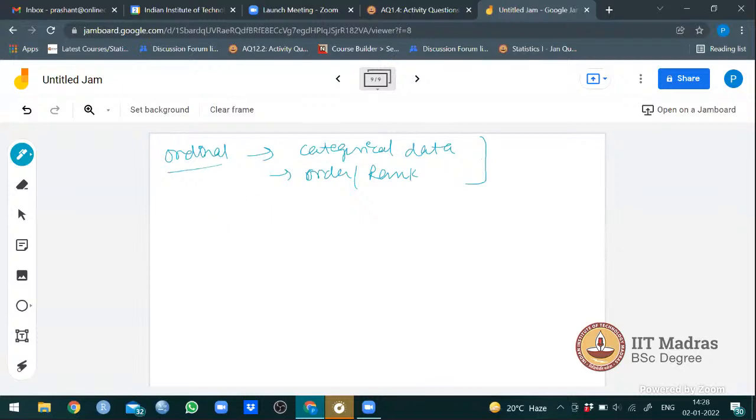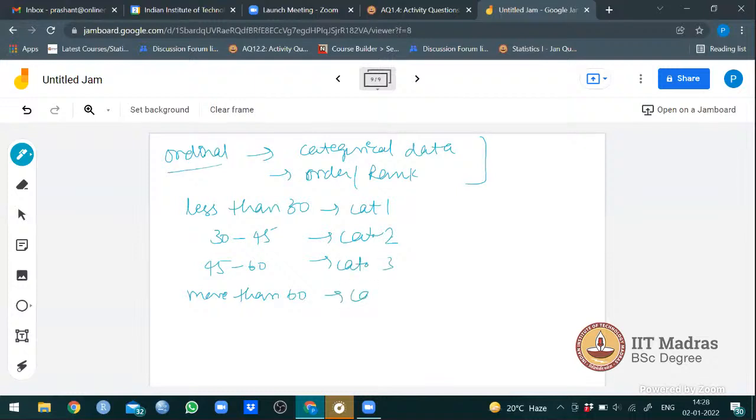See, there are 4 categories: less than 30, 30 to 45, 45 to 60, and more than 60. This is category 1, this is category 2, this is category 3, and this is category 4. You are ordering these 4 categories one after another. That's why it comes under the ordinal scale of measurement.